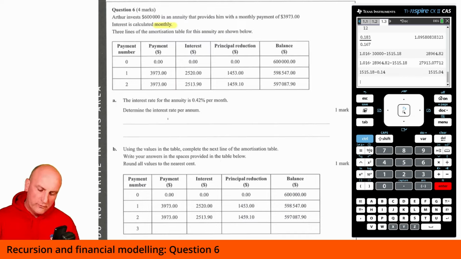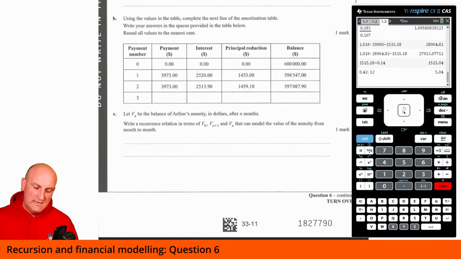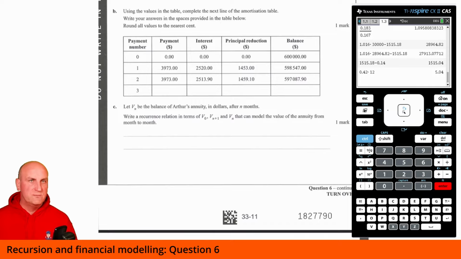Well, if it's 0.42% per month, and interest is charged monthly, I'm going to times that by 12, and that should give me 0.42 times 12, which gives me 5.04%. That was a nice little question. Okay. I'm really worried that I'm going to get really easy questions wrong here by oversimplifying it. Let's go. Using the values in the table, complete the next line of the amortization table. Write the answers in the spaces provided in the table below.